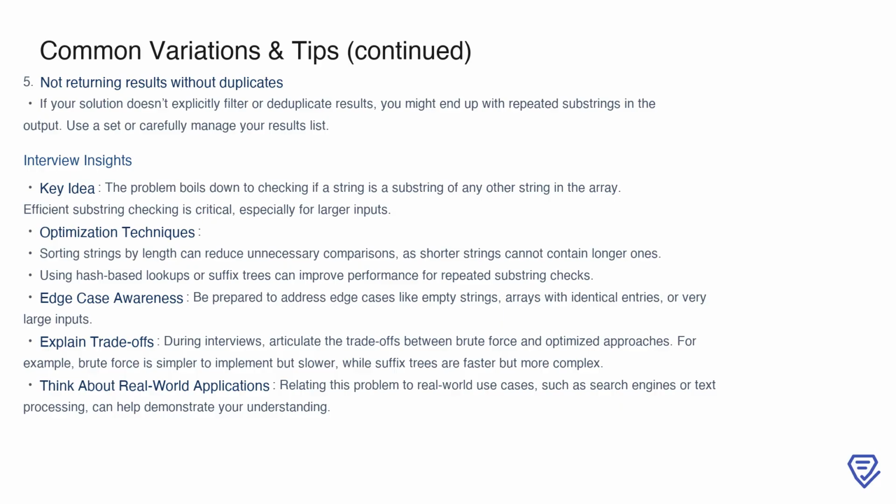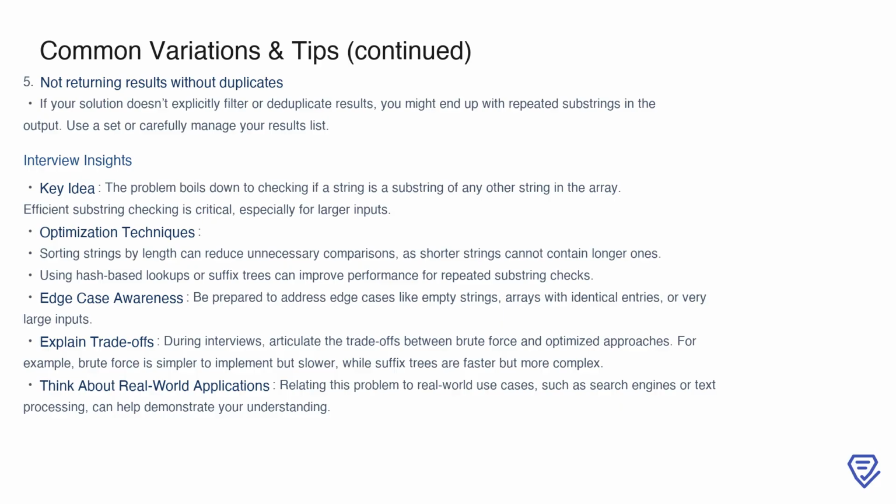Now, from an interview perspective, the essence of this problem lies in efficiently checking if a string is a substring of others in the array. Sorting strings by length can minimize unnecessary comparisons, as shorter strings cannot contain longer ones. For more advanced optimization, hash-based lookups or data structures like suffix trees can be employed.